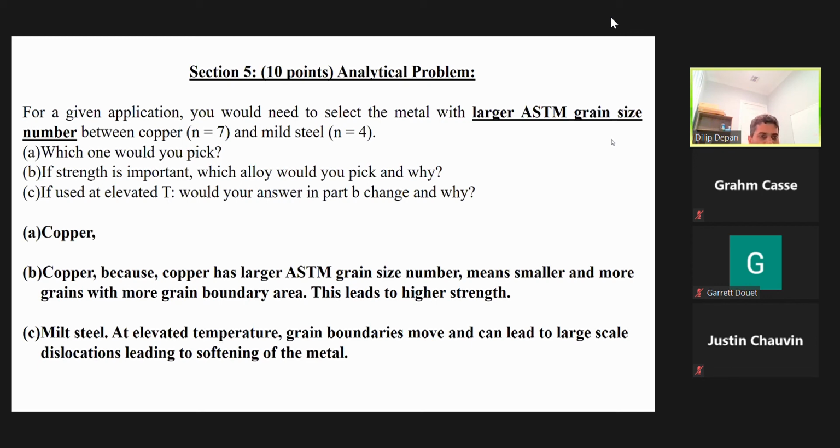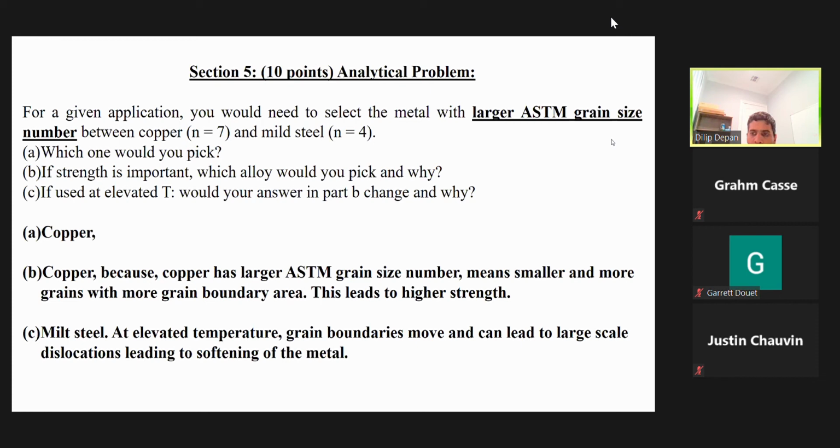Now, if strength is important, which alloy would you pick and why? It's pretty obvious, because we know that N of 7 means what? Larger ASTM grain size number means what? It will have smaller grains. It will have more grains. More grains means smaller grains. Smaller grains means larger grain boundary area. Smaller grains, more grains, more grain boundary area.